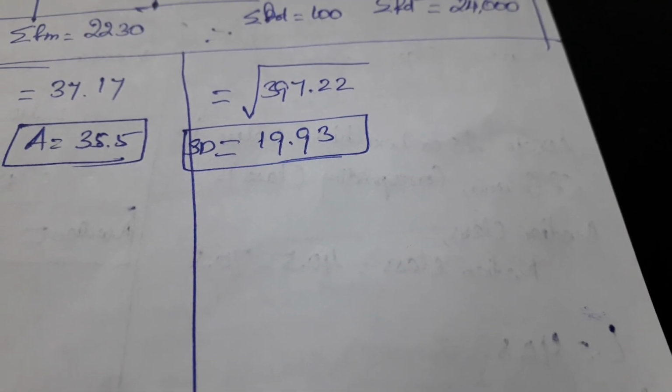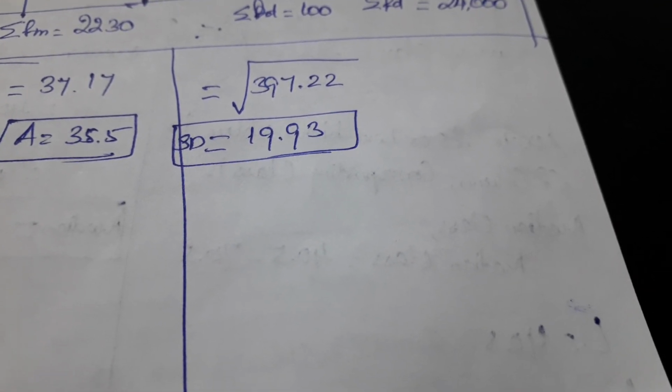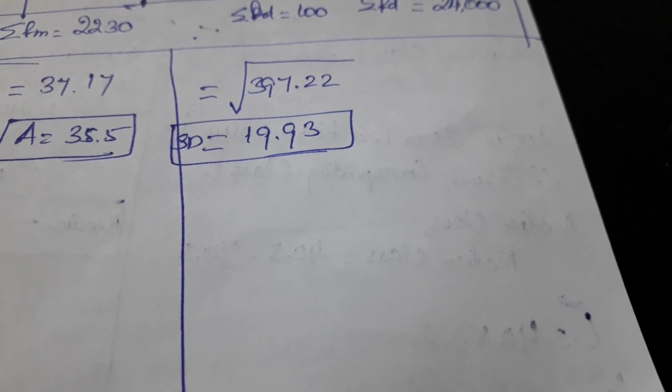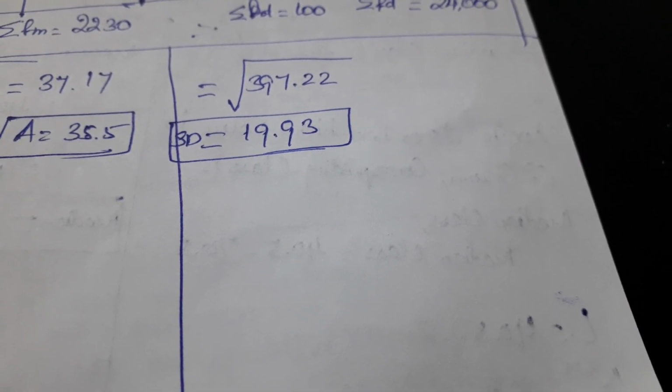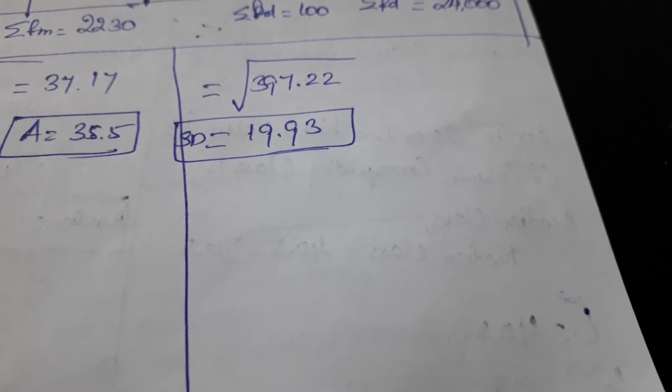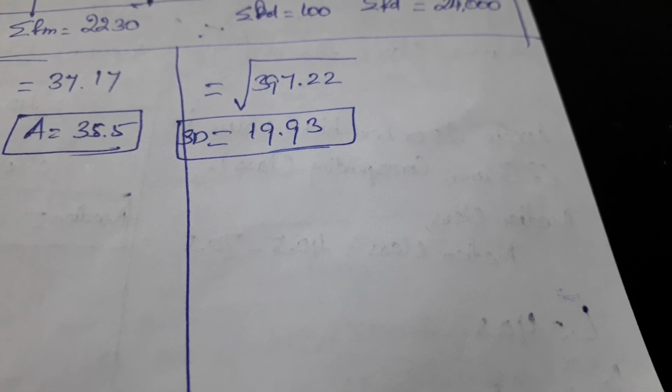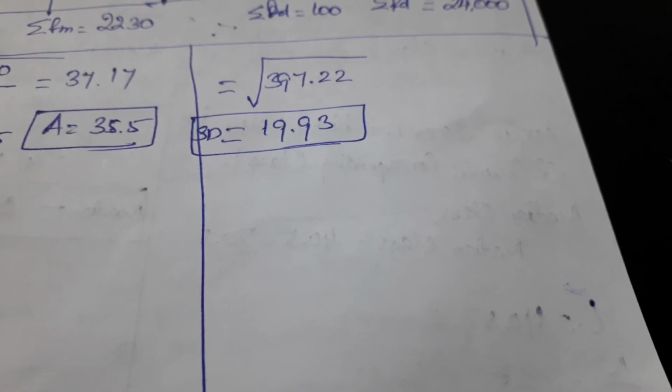If you take the root of 397.22, we get the value 19.993. It is our final value. It is the standard deviation of the given data.